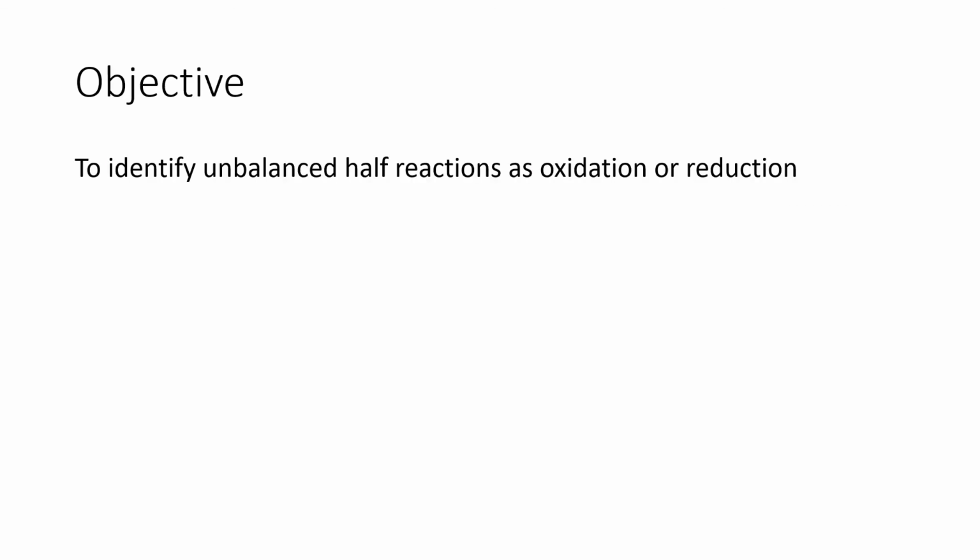Okay, Bobcats, our objective for this video was to be able to look at one of these unbalanced half reactions and identify it as either oxidation or reduction. We looked at several different ways to do that. If it gains oxygen, it's oxidation, but if it gains hydrogen, it's the opposite, it's reduction. If the oxidation number increases, it's oxidation. If the oxidation number is reduced, it's a reduction. And then we also looked at, in terms of electrons, if it gains electrons, it's a reduction, and if it loses electrons, it's an oxidation.